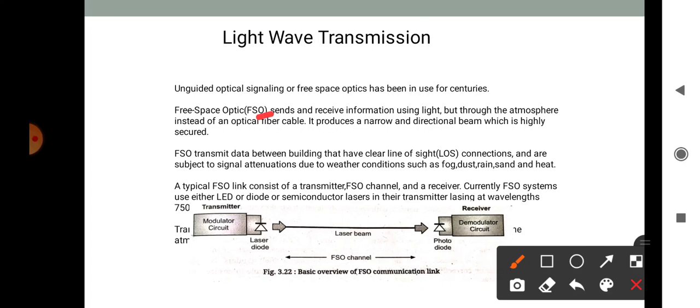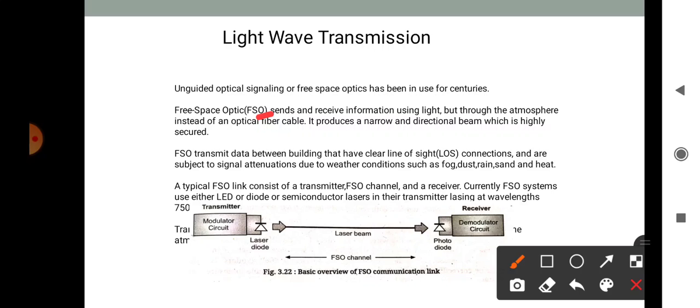Currently FSO systems use LED or semiconductor laser diodes in the transmission. Here the lasing wavelength is 750 to 850 nanometers to 1500 to 1550 nanometers, and the laser can be either directly modulated or used with an external modulator, and the receivers can have a high sensitivity detector based on either a PIN diode or an avalanche photodiode.